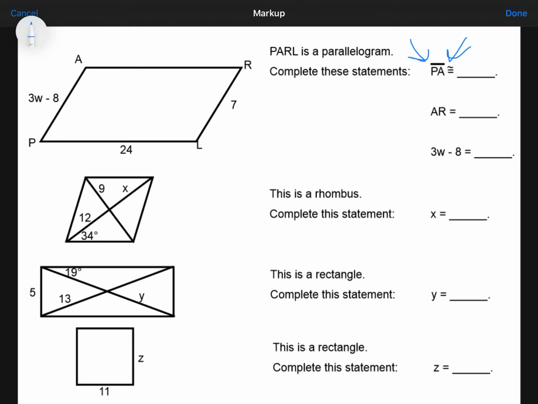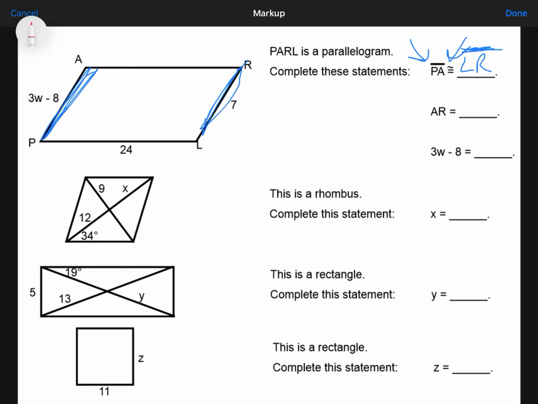So segment PA here on the left is equal to, not 7, because I'm not asking what number it's equal to. I have the symbol for congruent. Therefore, I need letters LR or letters RL. Either order is fine.